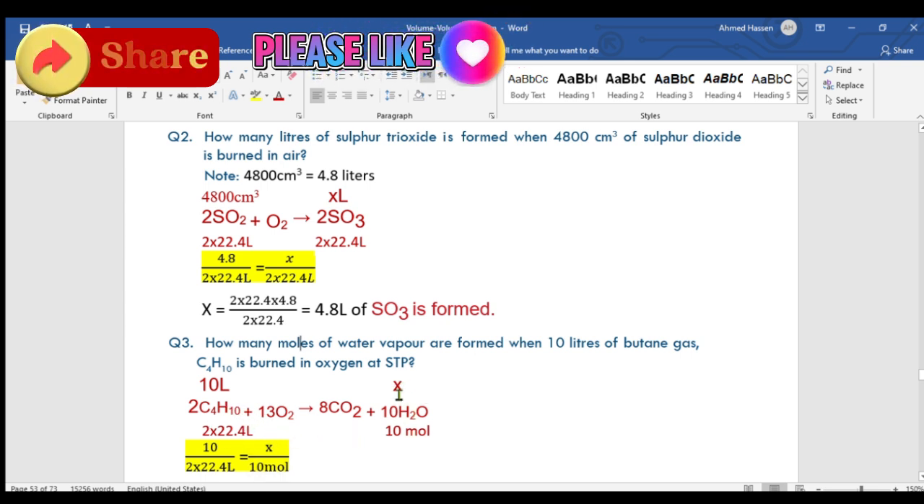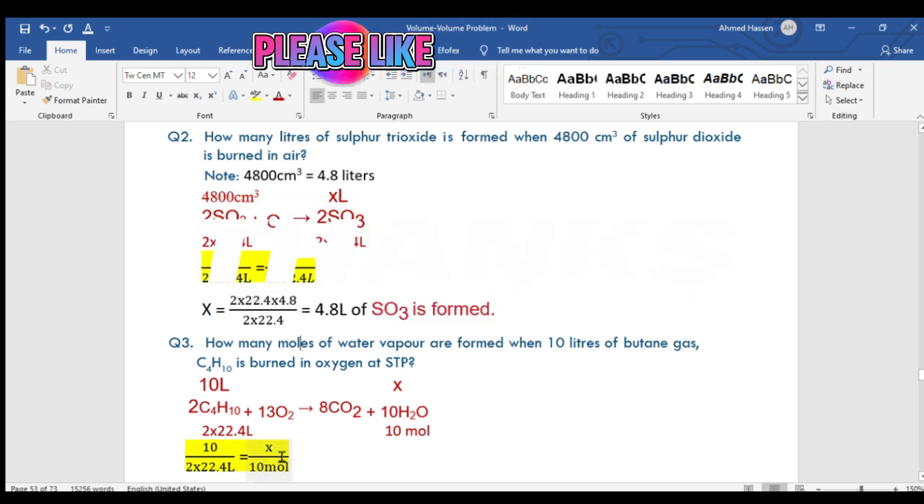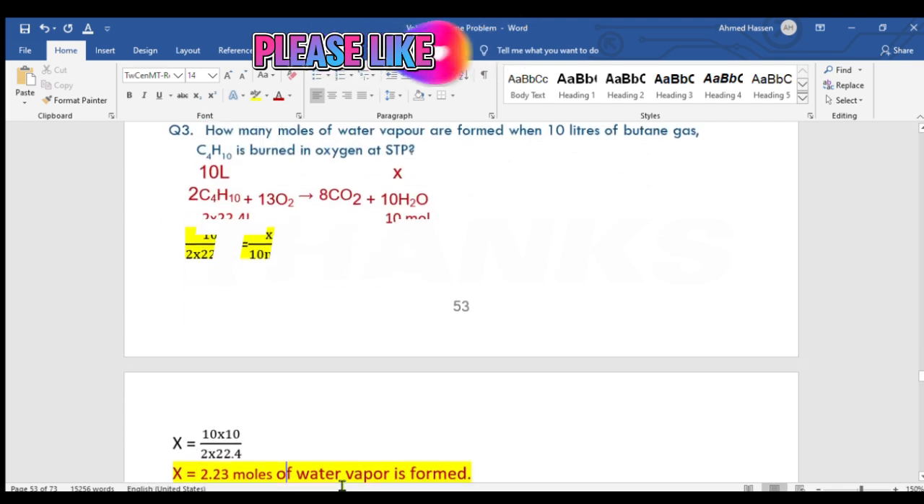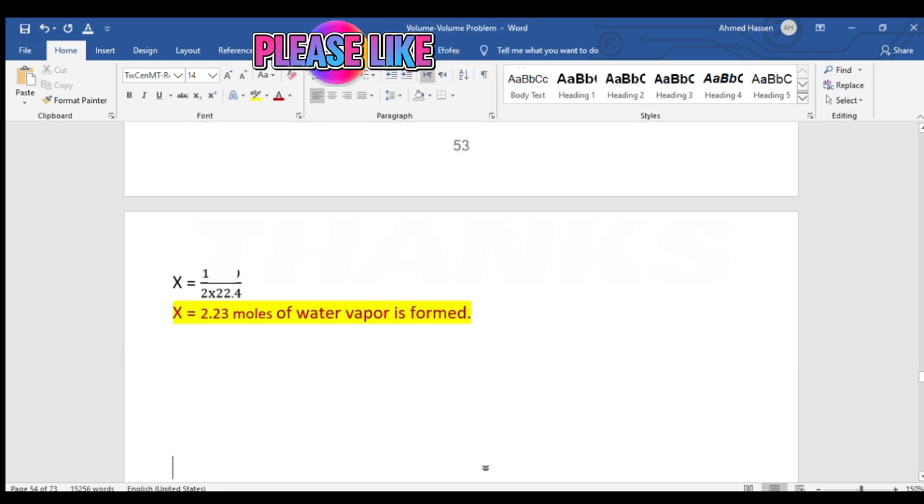Therefore, X over 10 is equal to 10 over 2 times molar volume, which can be solved as such. X is equal to 10 times 10 over 2 times molar volume, and therefore X is equal to 2.23 moles of water vapor formed by this reaction.